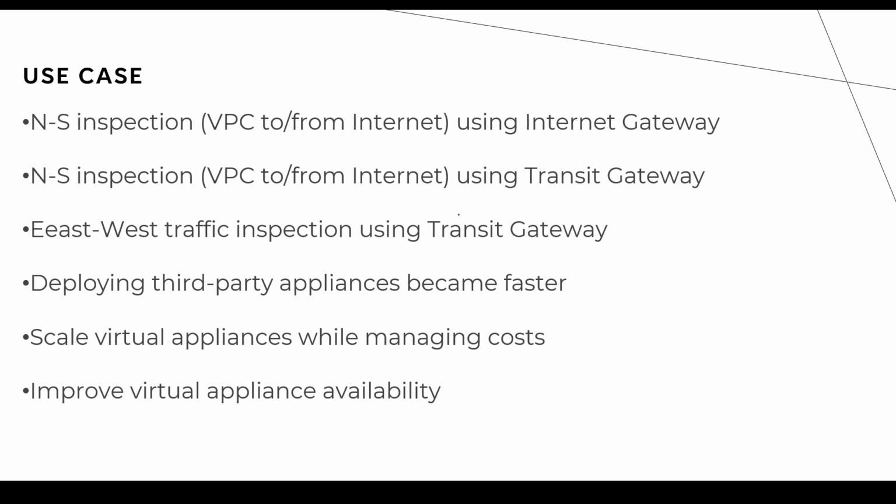So the use case, I told you, is that the gateway load balancer is mostly used to inspect traffic, north-south inspection: VPC to internet using the internet gateway, or north-south inspection using the transit gateway, and east-west traffic inspection using the transit gateway. So all those traffic use cases, and deploying third-party appliances has become faster. You can scale your virtual appliance while managing the cost, and you can improve the virtual appliance availability, right? All these use cases are covered when you use the gateway load balancer.